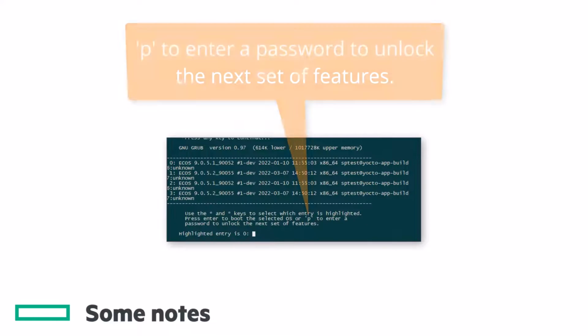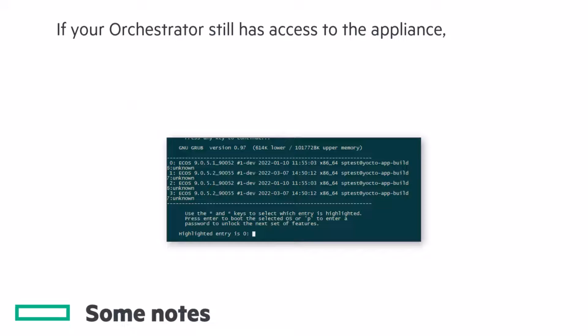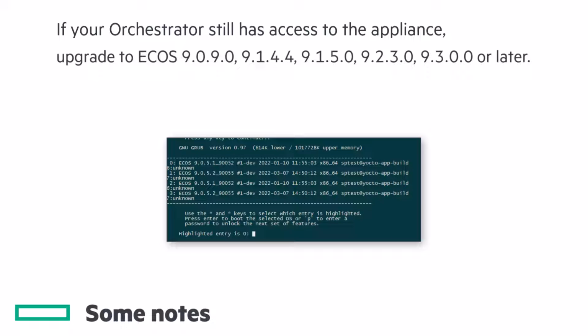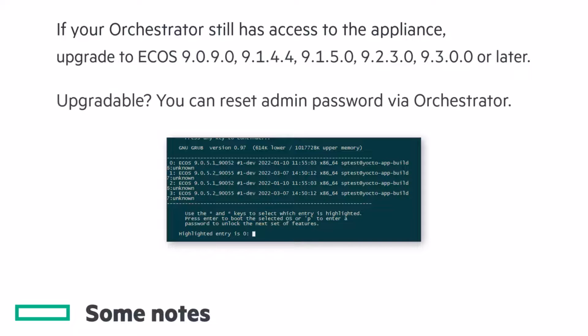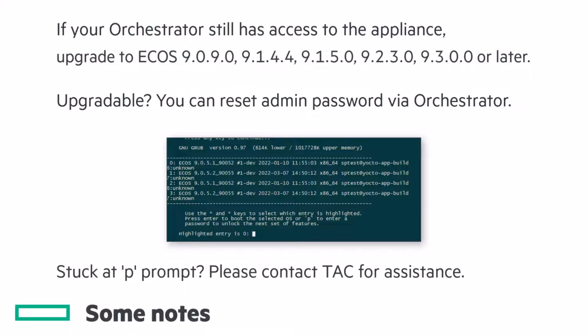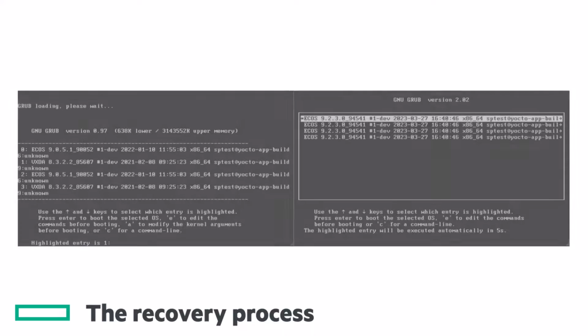During the process that follows, if you are prompted with a message about entering a password to unlock features, and your orchestrator still has access to the appliance, please upgrade it to ECOS 9.0.9, 9.1.4, 9.1.5, 9.2.3, 9.3.0 or later, which should resolve this issue. That said, if you can upgrade the appliance using the orchestrator, then you should also be able to reset the admin password via the orchestrator using one of the methods mentioned a few moments ago. If you are not able to perform the upgrade and are stuck at the prompt, please contact our TAC team for assistance. Okay, let's begin the recovery process.